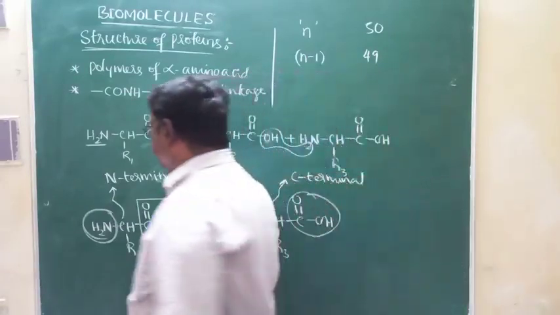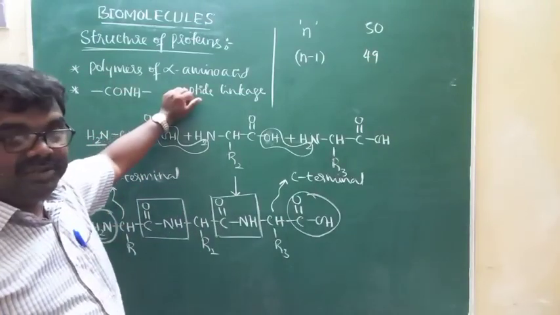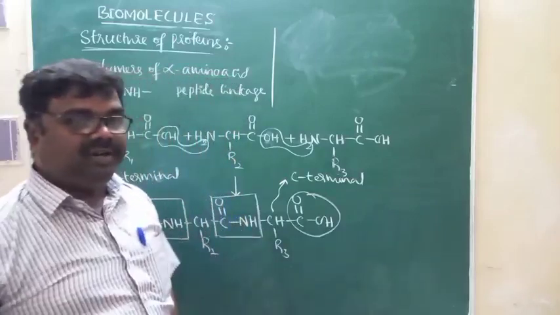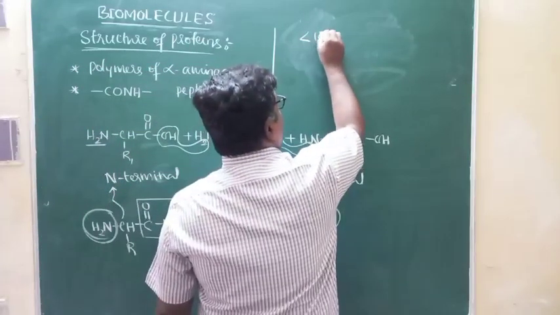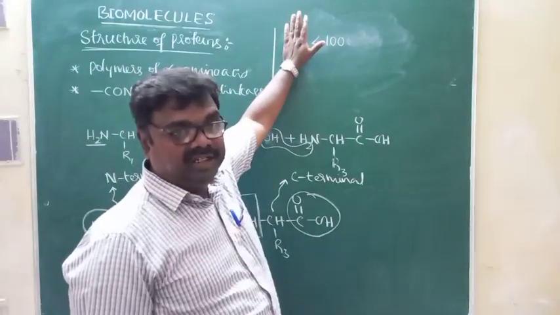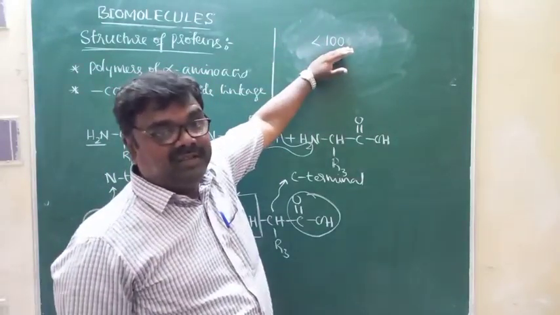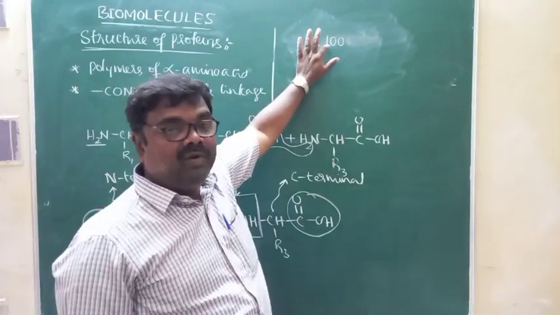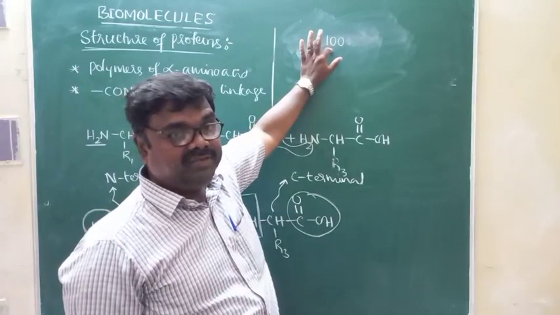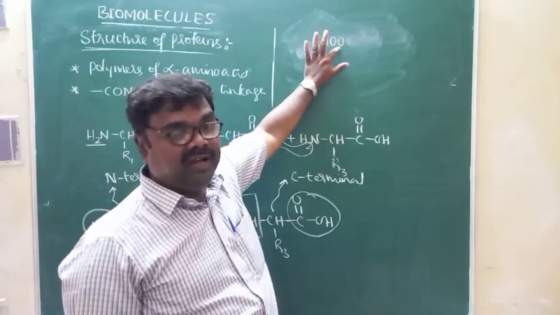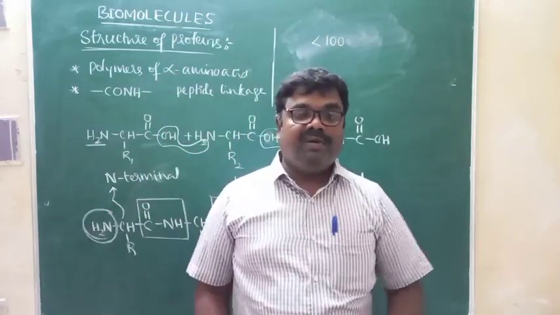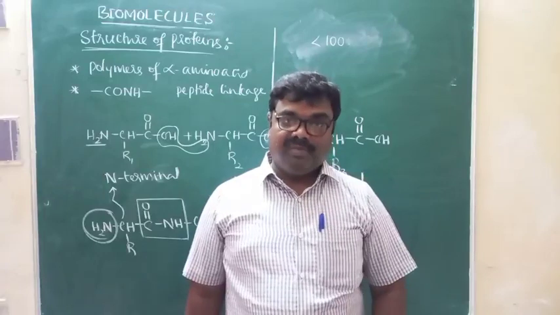But at the same time, there are some exceptions to this observation. There are some proteins which contain less than 100 alpha amino acids, but still those polypeptide chains are called proteins, because these polypeptide chains with less than 100 alpha amino acids have well-defined conformations of proteins. Because of that, those polypeptide chains are also called proteins.